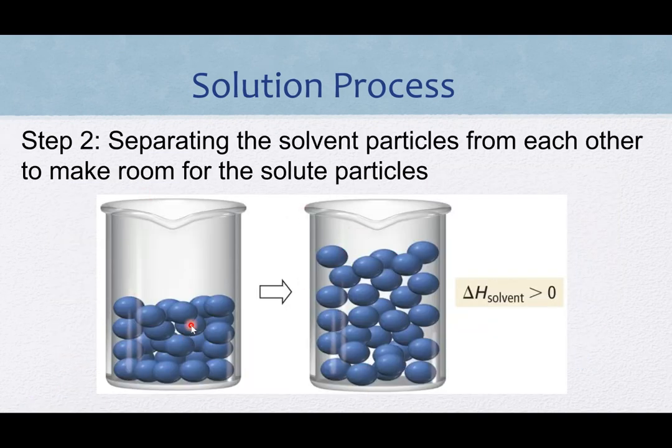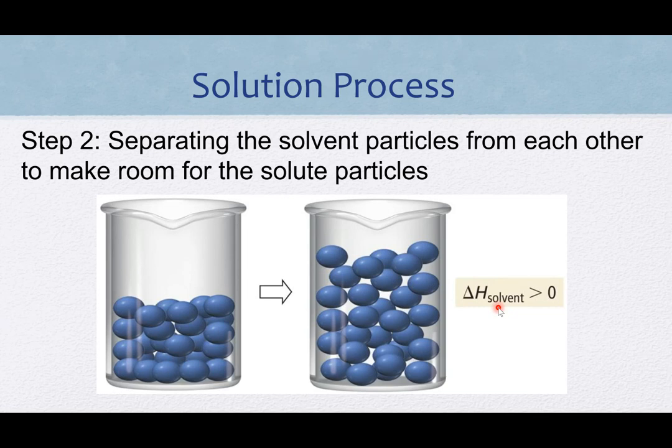Step 2 is we got to separate the solvent. So same thing, solvent and solvent are interacting with one another very close together. So certainly we're going to have to break those two particles apart in order for the ionic compound to come in and interact with it. So again, this is going to be an endothermic process. We're going to have to put energy into the system in order to break those particles apart. They're attracted to one another, and we're going to have to pull them apart so that they're not so close. So separating the solvent particles from each other to make room for solute. Endothermic, we have to put energy into the system.